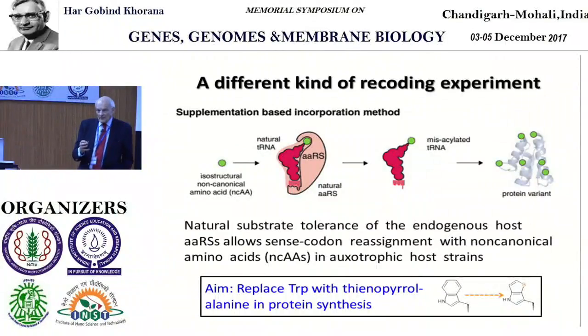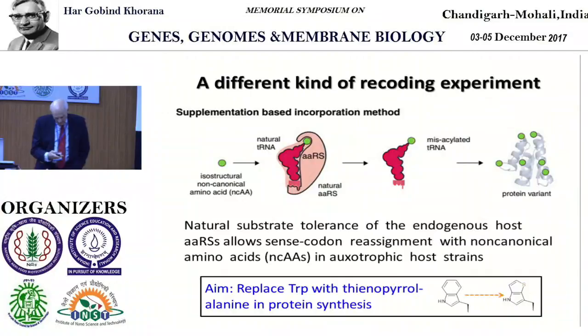Then I would like to give you a different kind of recoding. And this is absolutely opposite to everything that you have seen in the literature by the genome engineers. This goes via supplementation-based incorporation methods. If you have an isostructural non-canonical amino acid that tricks the aminoacyl-tRNA synthetase to charge it, you then get protein variants where you get the analog in instead of the wild type. So it's the natural substrate tolerance of the endogenous host synthetase that allows this. In this particular case, the aim was to replace tryptophan with thienopyrrolylalanine in protein synthesis. The 6-membered ring that you see here of tryptophan would actually be replaced by the 5-membered ring with sulfur in it.